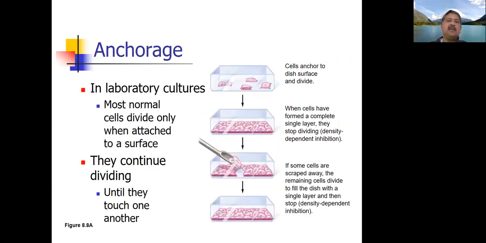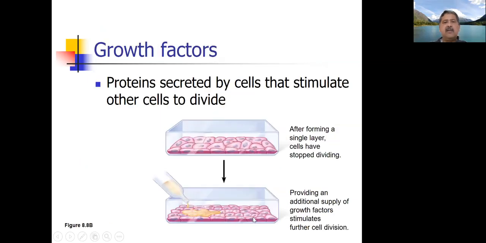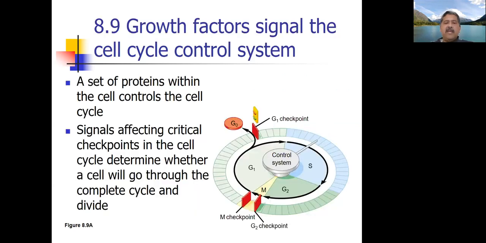Now, practically speaking, why is it useful to know about mitosis, medically speaking and in the laboratory? You can see here that most normal cells divide only when attached to a surface, and they keep going until they start to touch another cell. So right here you can see the cells are growing and growing, but finally stop because they're touching each other. Well, we found out that the addition of a protein called a growth factor can influence these cells to keep growing. And that's what cancer cells do. Cancer cells don't know when to stop.